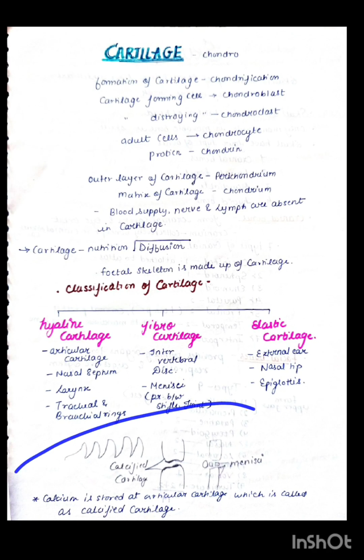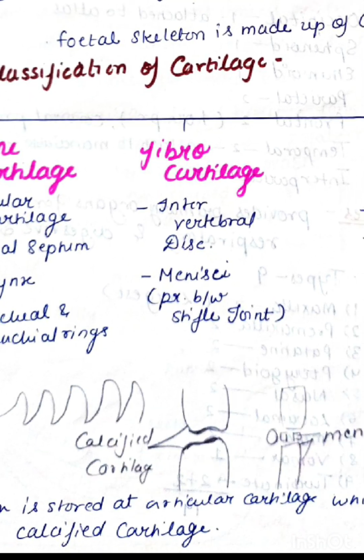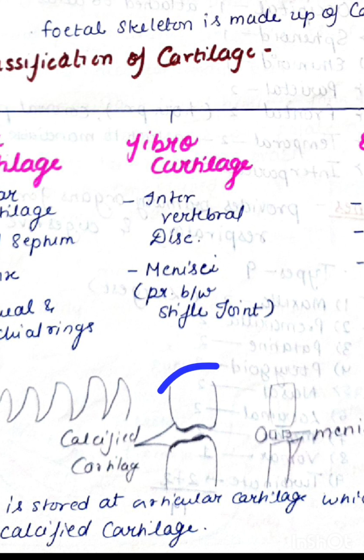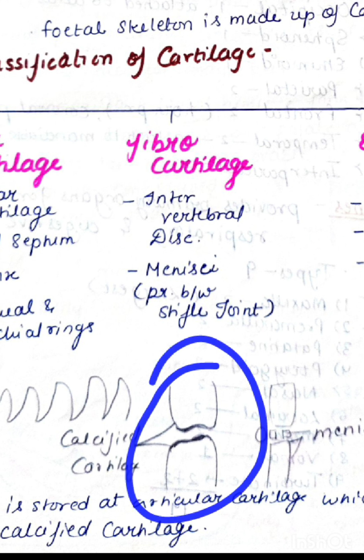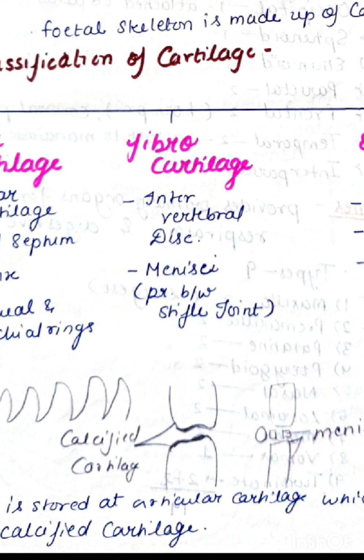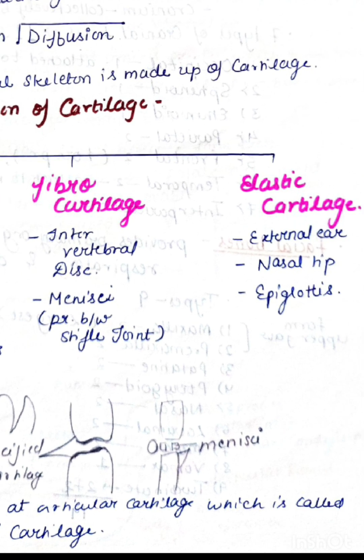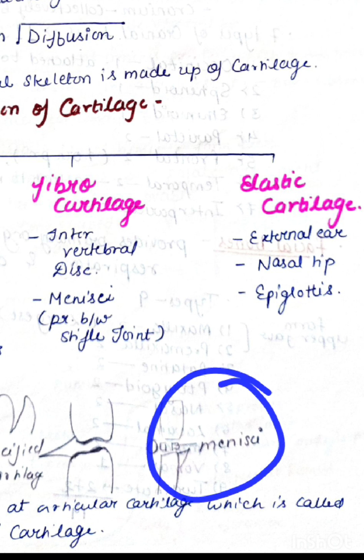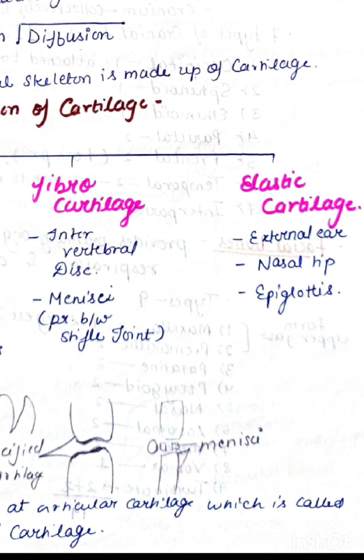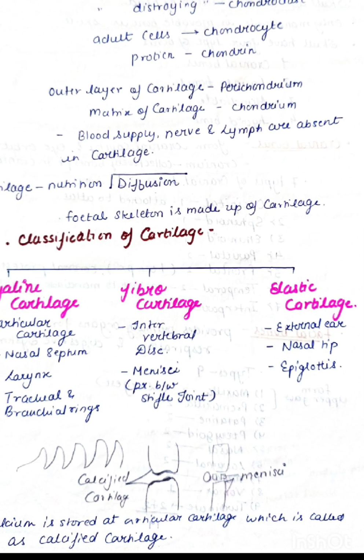Now if we study this part, this is the structure of the cartilage. This is the calcified cartilage. These are the articular cartilage. It is an articular structure where the calcified cartilage is present. Another one is this. This is the meniscus example we studied here. This is the stifle joint, and between it the menisci are present, which are a part of fibrocartilage.